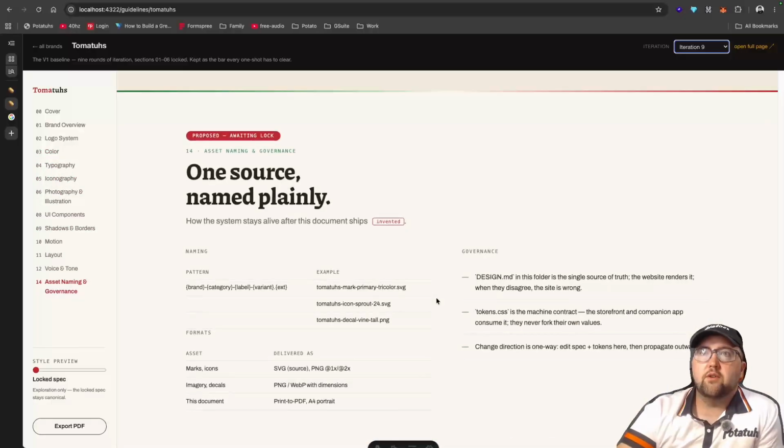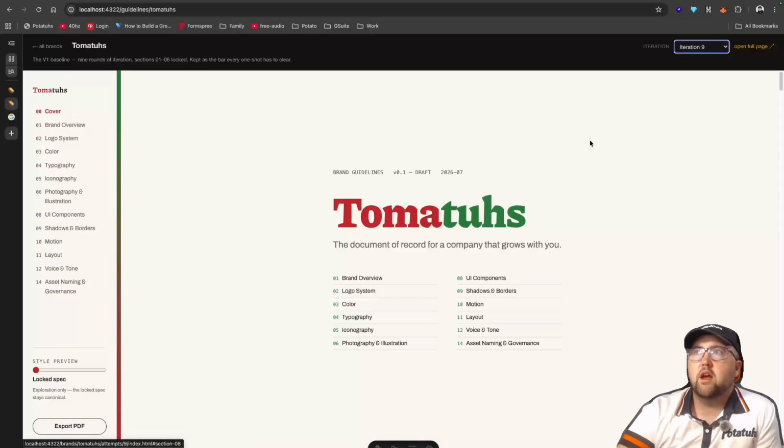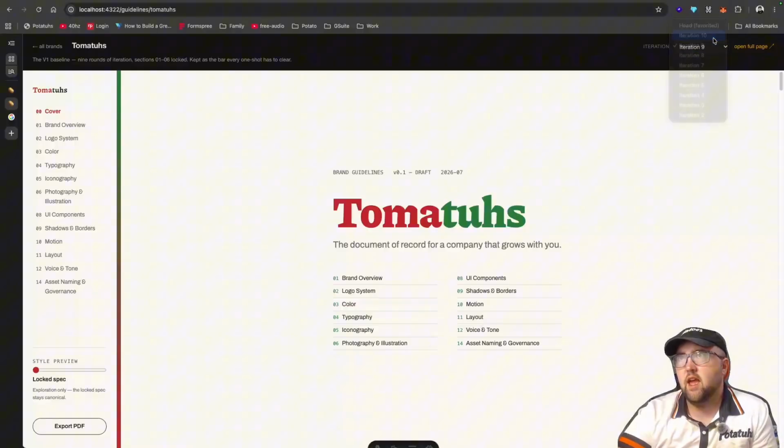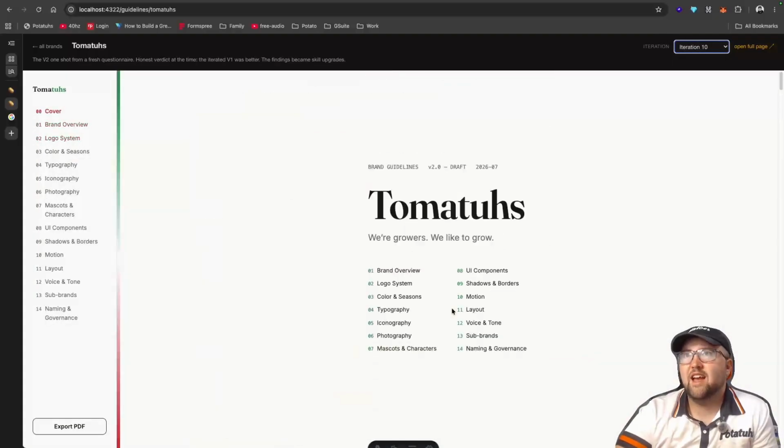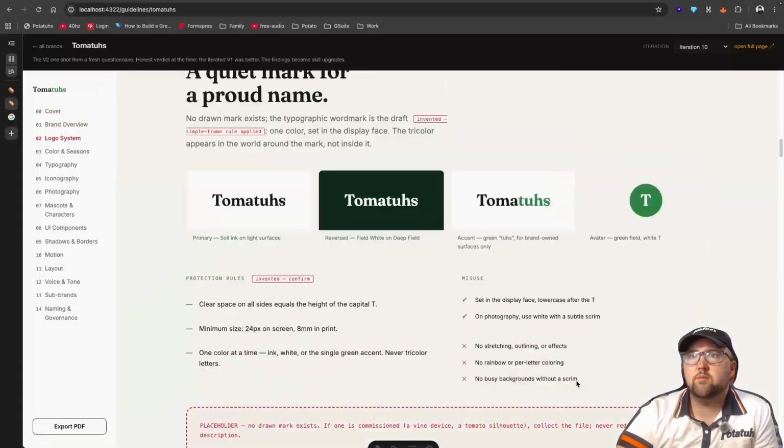All right, so one name plainly sourced. I think these are good. Let's just get to the head. I think 10 is the head. See, it took it out here. I don't know if I like that. I liked how it was before.